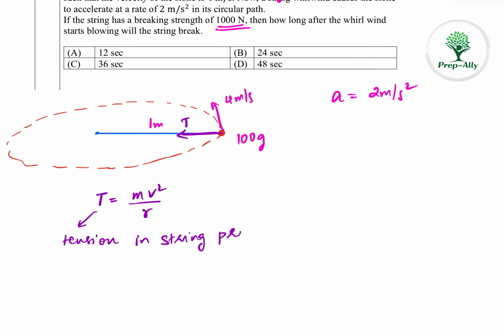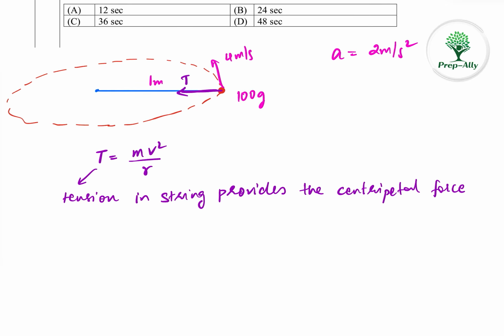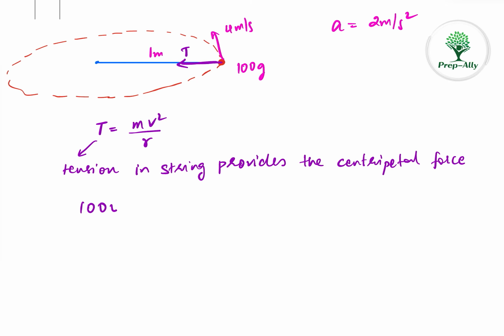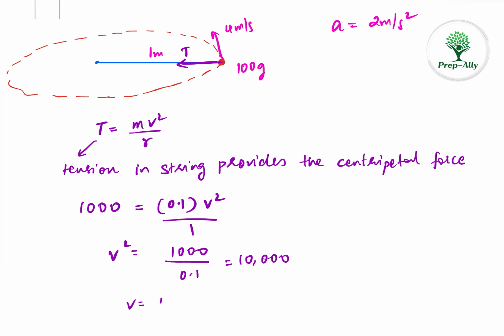So tension in string provides the required centripetal force. Now when this tension becomes 1000 Newton, that is when the string breaks. So when that happens, the velocity be some v, radius is 1. So we get v square is 1000 by 0.1, which is 10,000. So velocity is 100 meter per second.